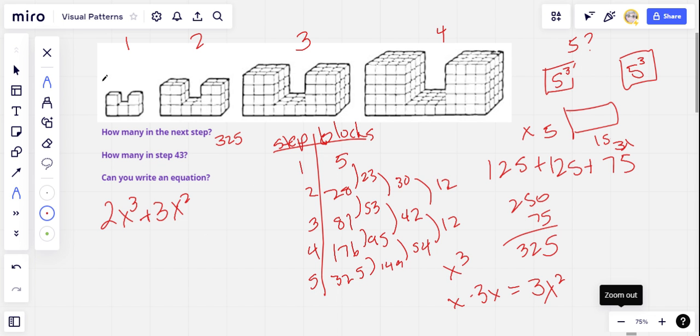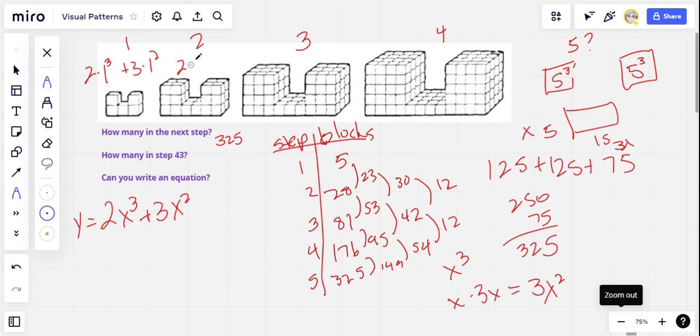Let's just double check to see that this works with at least a couple of these, although I'm pretty confident in this. So in step 1, this would be 2 times 1 cubed plus 3 times 1 squared. That's 2 times 1 plus 3 times 1, 2 plus 3, that's 5. So that checks out. Let's just try it with step 2.